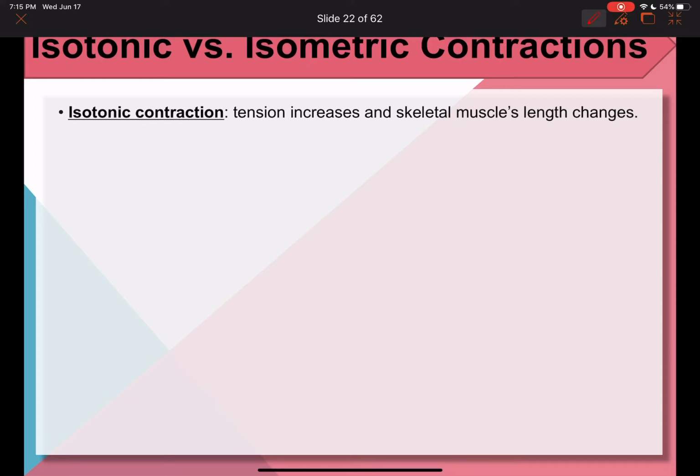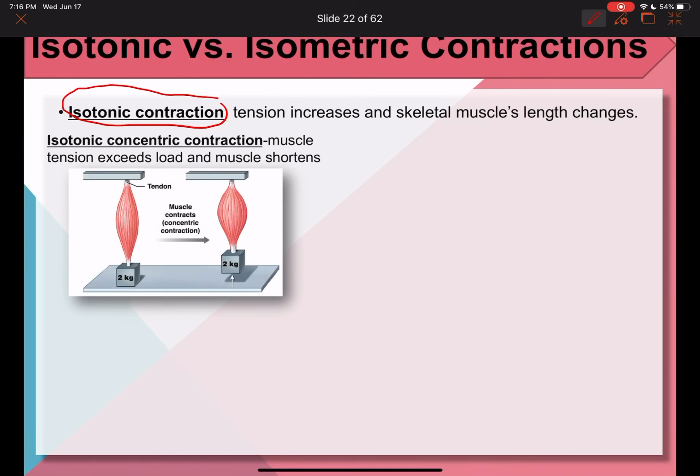So isotonic contraction refers to when the tension generated by the muscle increases and the length of the muscle will change in response, depending on how much tension is needed for pulling up a weight, for example. So let's say the muscle tension is able to exceed the load that it needs to lift, and the muscle will then shorten in contraction.